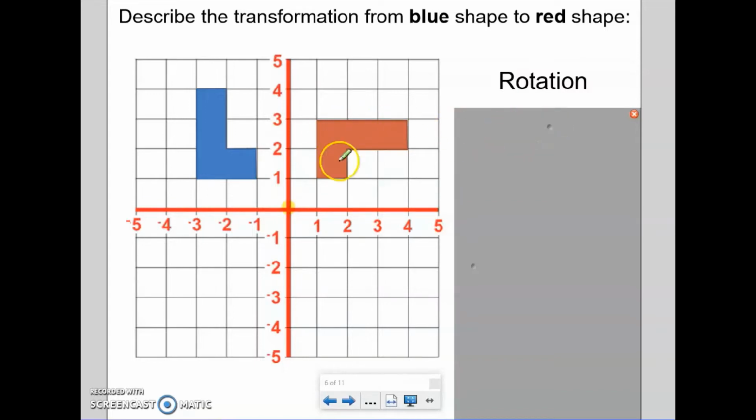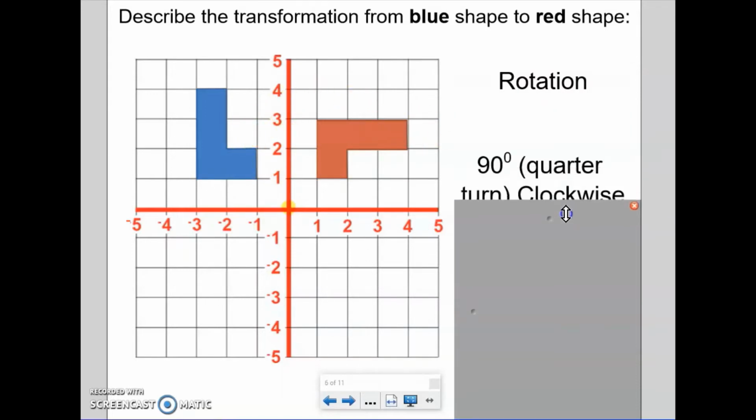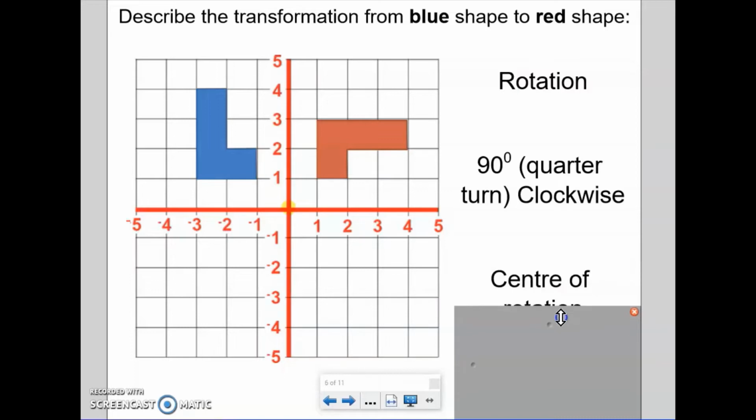So I'm just going to state that this is a 90-degree turn, which we could also call a quarter turn, and it is in the clockwise direction. And I am stating that the center of rotation is at 0, 0. So from the blue shape, I've rotated 90 degrees clockwise to land on the red shape, and my center of rotation is at 0, 0.